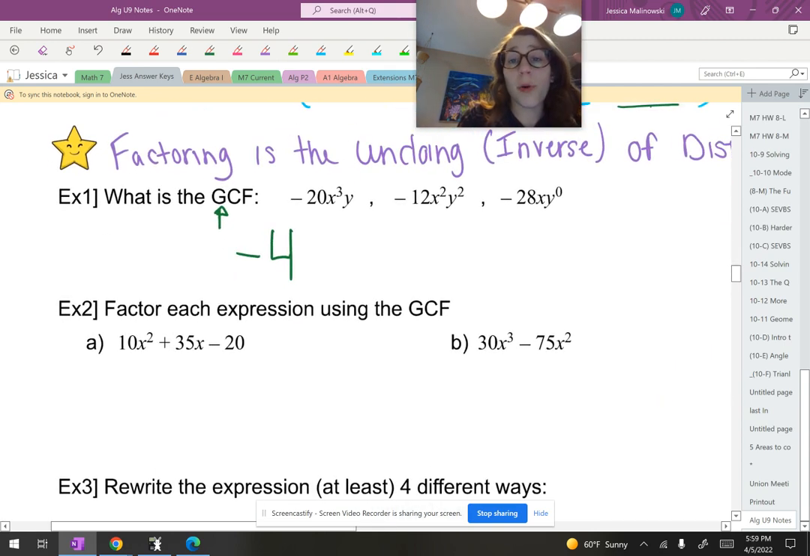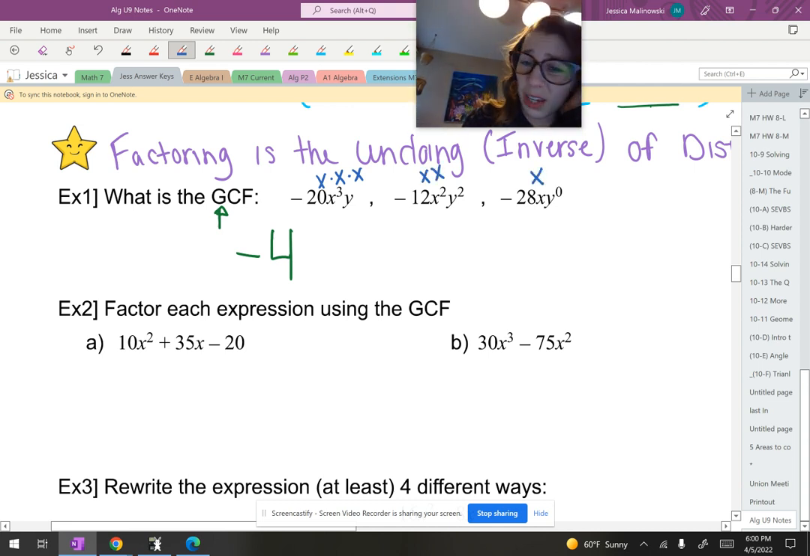Now, thinking about exponents and how to expand those, in this first monomial, I have x cubed, which means that I have an x times an x times an x, and then a y. Here, I have an x times an x, and in the last term, the negative 28 one, I only have one x. So each one of those has at least one x that I can take out. Couldn't take out more than one because this last piece only has 1. So that turns my GCF into a 4x.